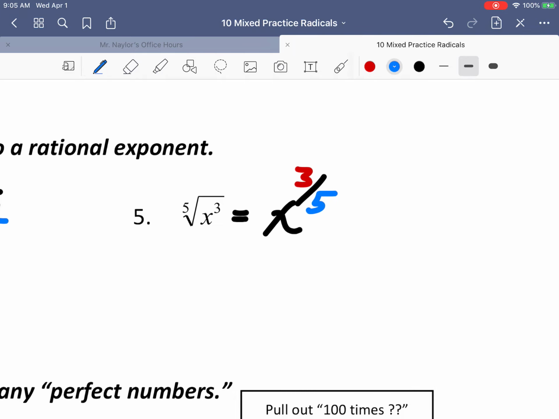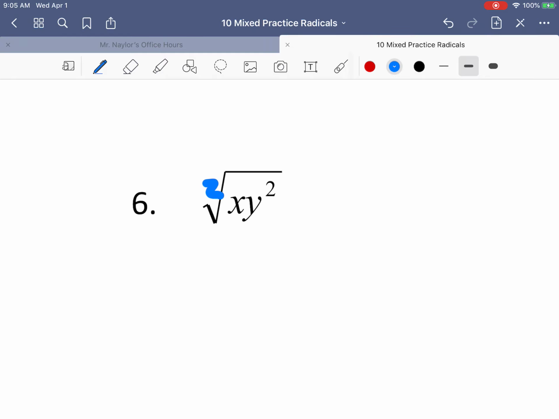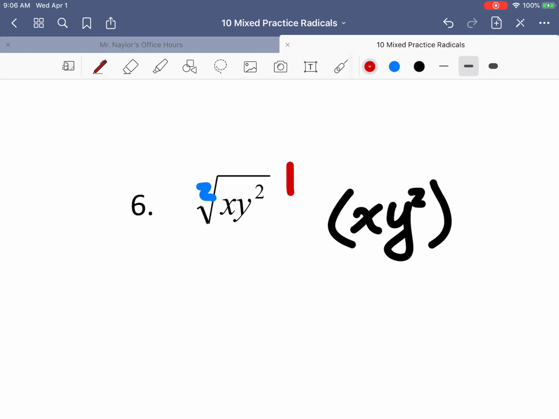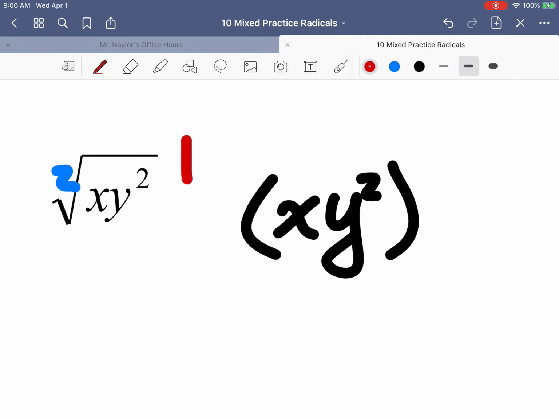Problem like this, it is helpful to realize this is a square root, so it's assumed to be a 2. The xy squared is what is going to be raised to this exponent. Remember, the exponent on this problem is assumed to be 1. Notice that the 2 I have only put on the y. That is a little tricky, but the 2 is only on the y. So that means that it's xy squared, the whole thing, to the 1/2 power.